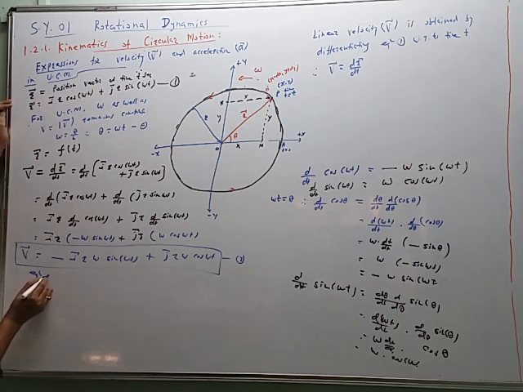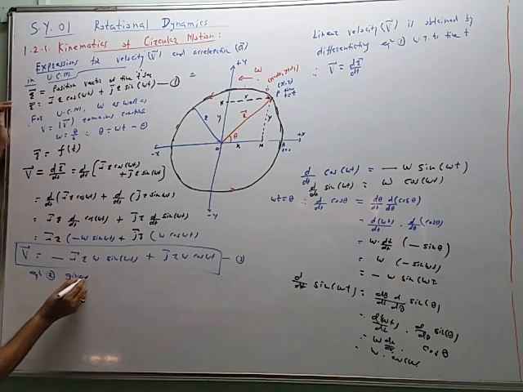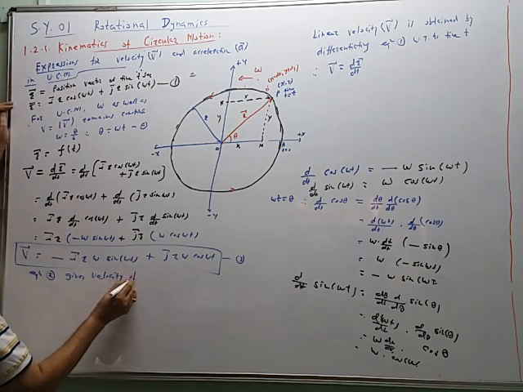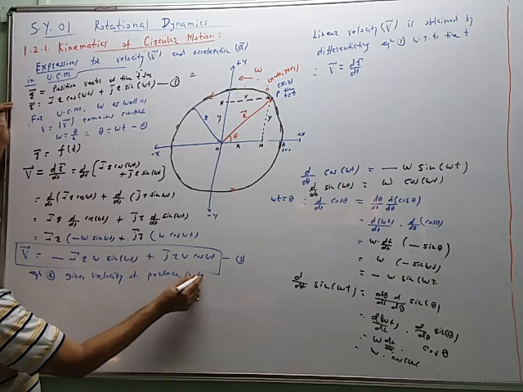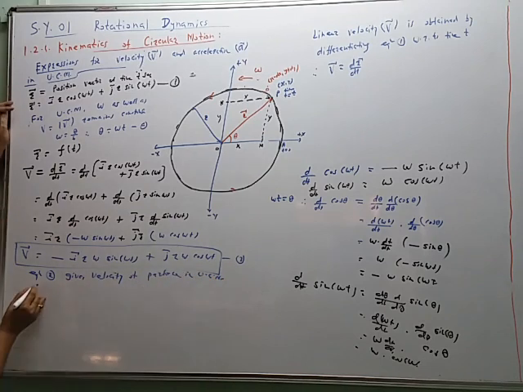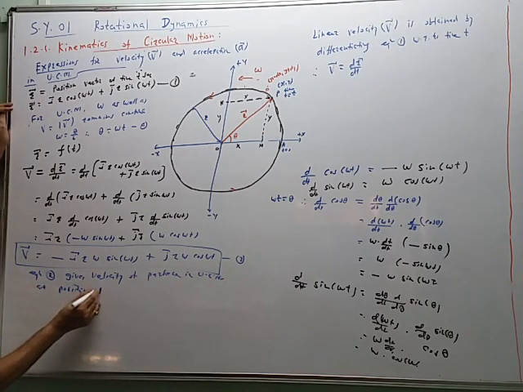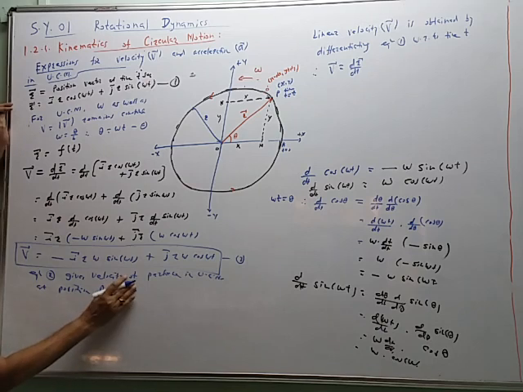Equation 2 gives the velocity of a particle in UCM at position p at time t.